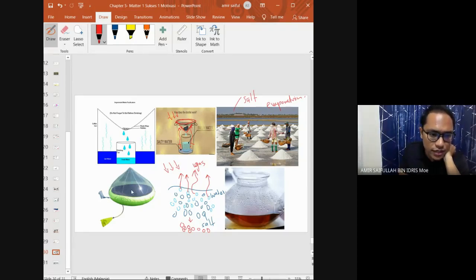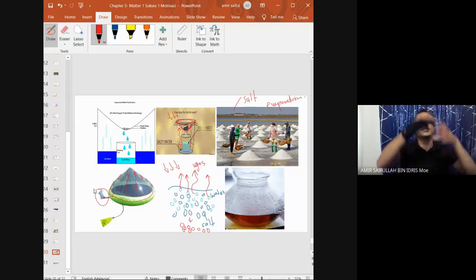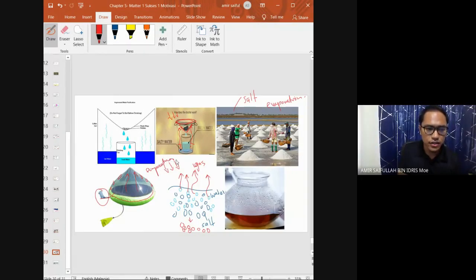Same like this one. So they place salt water, and then all the water will be evaporated, and the water will flow along the surface to the side, and then all this fresh water will be collected in this plastic lah. So you can take this plastic and drink the fresh water. So inside here are all the salt. So this is the evaporation process.